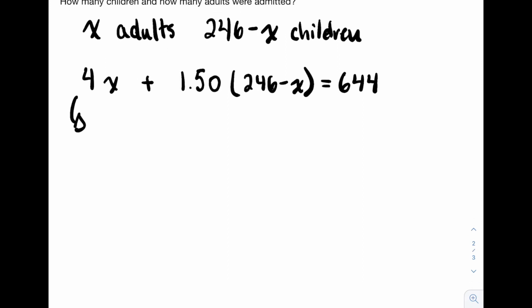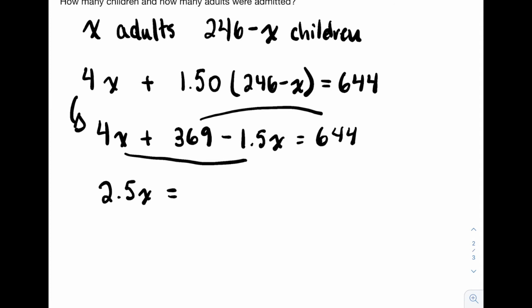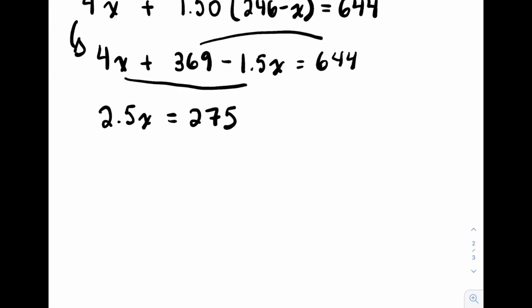So now we can evaluate this, which will give us 4x plus 369 minus 1.5x equals to 644. Then we can bring the 369 over the other side and do the 4x minus 1.5x, which will leave us with 2.5x is equal to 275. Now we just divide both sides by 2.5, which will give us our x.